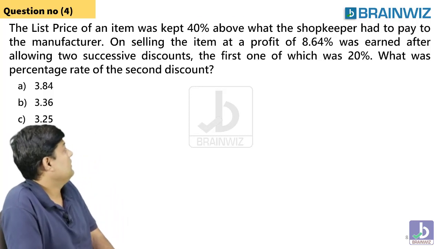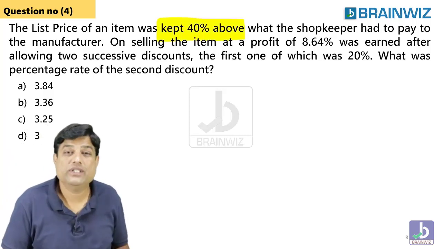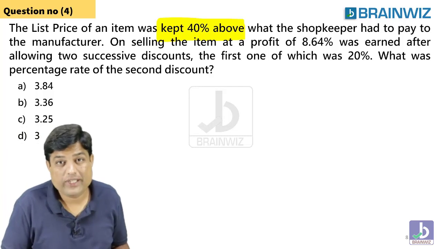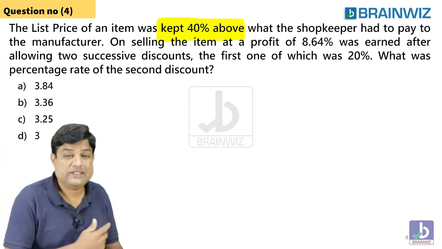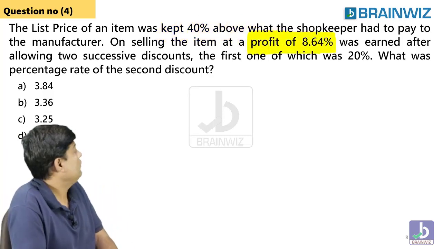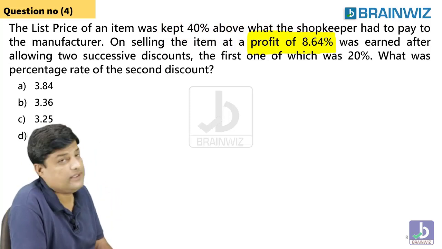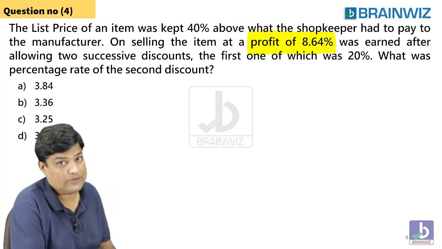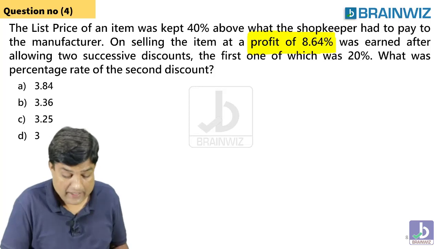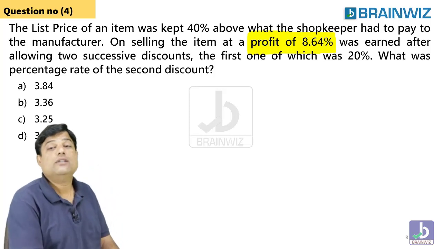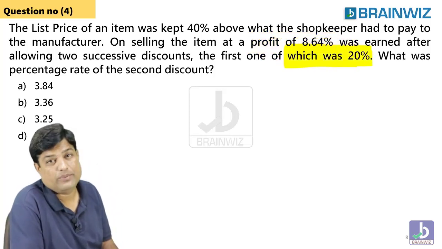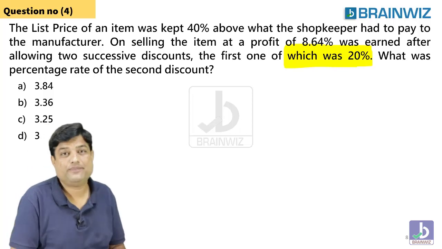What did he say here? The list price of an article is 40% above the cost price. The shopkeeper on selling this item has made a profit of 8.64% after giving not one discount, but two discounts. If the first discount is 20%, what is the second discount?